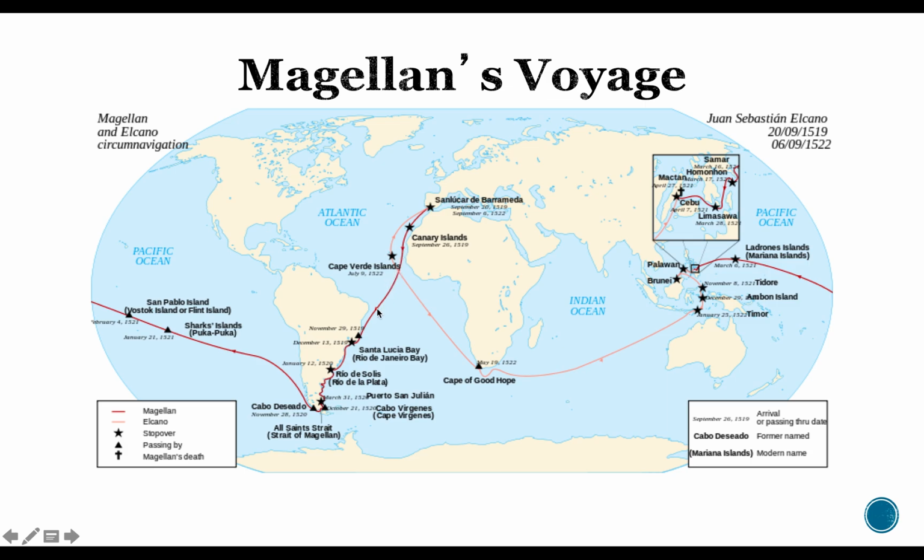He went all the way down here, down to the southern tip of South America. This is South America. This is North America. This is where we live in New Jersey. He went down South America, went all the way through here, came back here, landed on the Philippines, got into a battle, got killed. And then his crew was like, you know what, we got to finish this journey. And went all the way back here to the Cape of Good Hope. That's Africa. And back up to Spain.